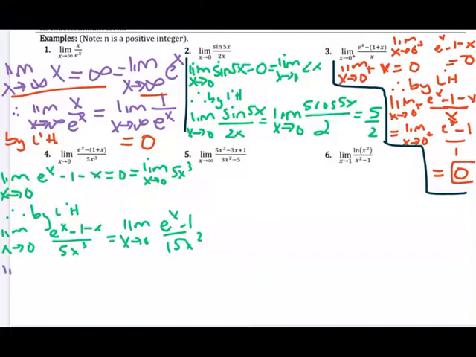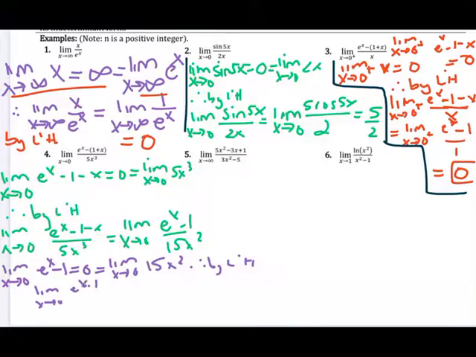So now I'm going to say the limit as x approaches 0 of e to the x minus 1 equals 0, which is equal to the limit as x approaches 0 of 15x squared. Therefore, by L'Hopital's rule, the limit as x approaches 0 of (e to the x minus 1) over 15x squared equals the limit as x approaches 0 of just e to the x over 30x.